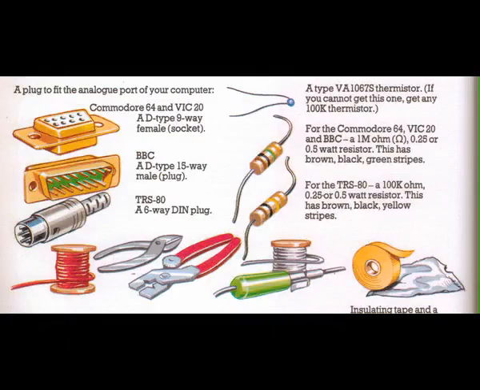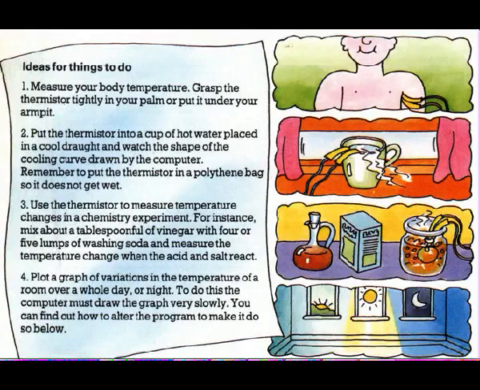These are the equipment you need, the various types of socket depending on the computer, wire, scissors, soldering iron, etc. And these are the experiments it suggests. You can measure your body temperature, grasping the thermistor tightly in your palm or put it under your armpit. Put it in a cup of hot water, place it in a cool draft, and watch the cooling curve drawn by the computer. Use the thermistor to measure temperature changes in a chemistry experiment. For instance, mix about a tablespoon of vinegar with 4 or 5 lumps of washing soda and measure the temperature change when the acid and salt react, or plot a graph of variations in the temperature of a room over a whole day or night.